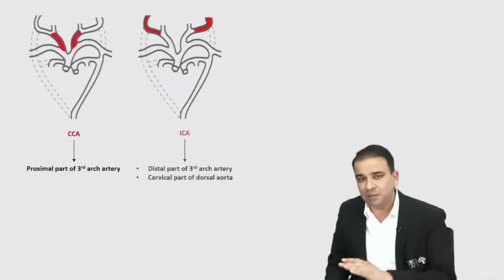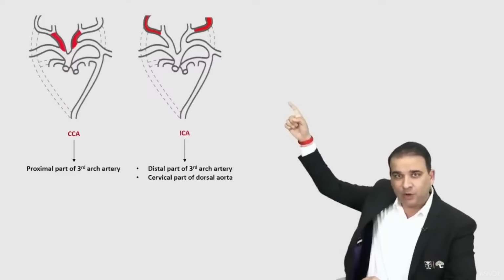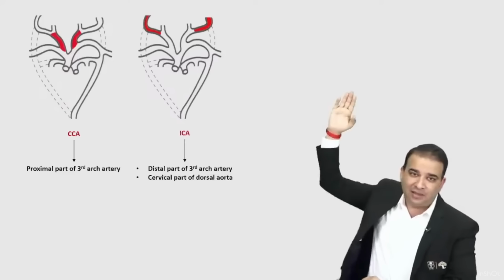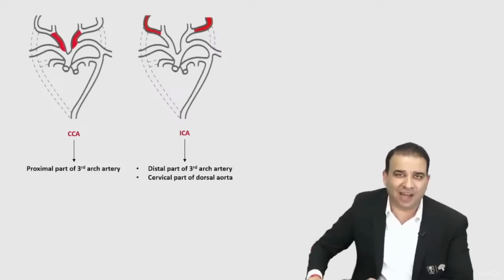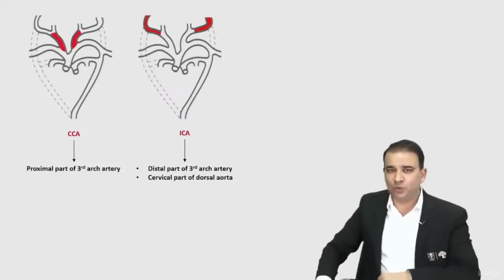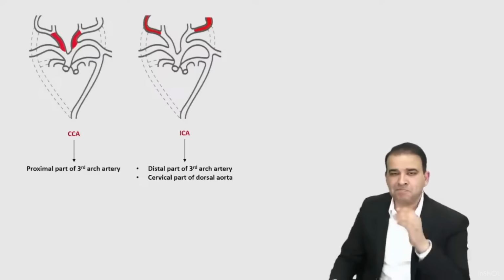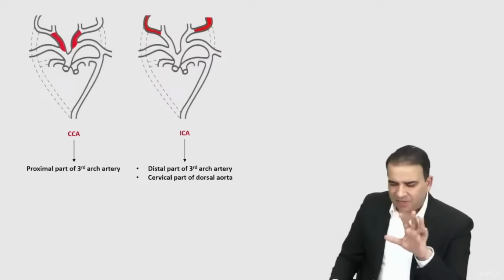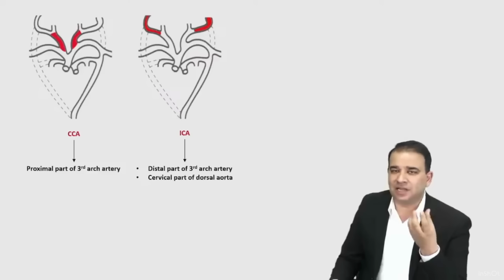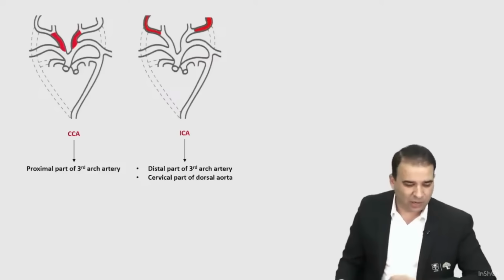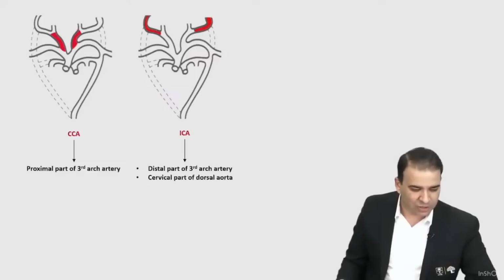So the distal part of the 3rd arch artery, look at that color over there, distal part of 3rd arch artery and the cervical part of dorsal aorta, or you can say cranial part of dorsal aorta, will give rise to the internal carotid. External carotid, don't bother. External carotid will just come out as a bud on the 3rd arch artery. External carotid artery will emerge as a bud on the 3rd arch artery.